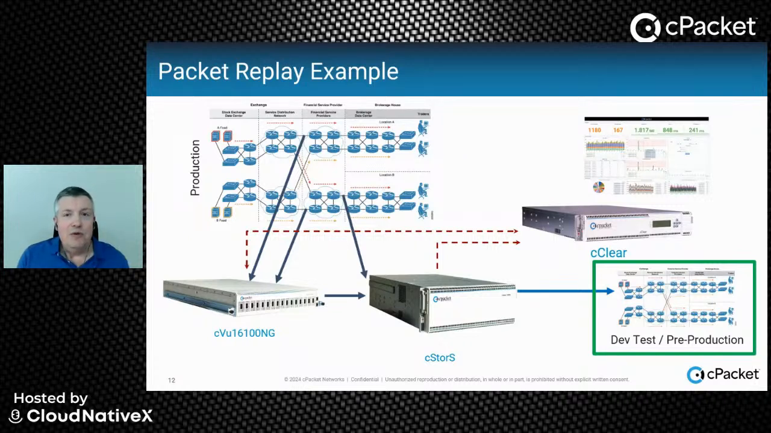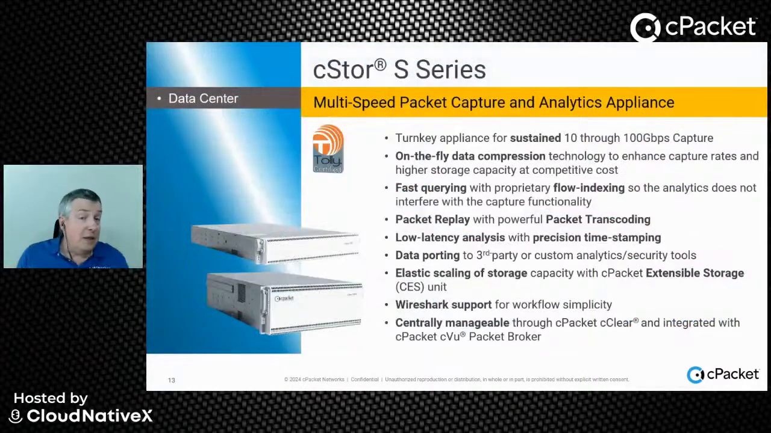Okay, let's keep going. A few more things to cover today. So this is the product that we've been talking about, the CStore. It goes all the way from 10 gig capture to 100 gig capture, with 2.2 petabytes total system size, and that's the raw storage size. And obviously we use on-the-fly compression to make sure you're getting the maximum use out of these appliances, also with secure drives if you need that in your environment. Make sure no one can come along and recreate all of that confidential data.